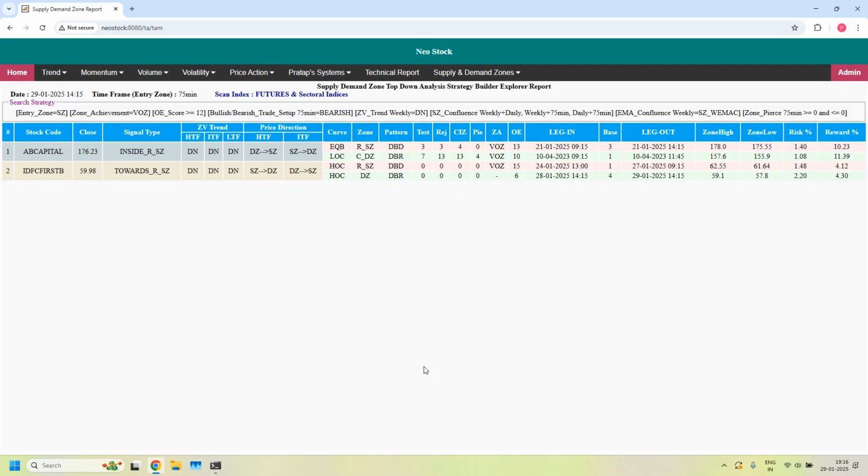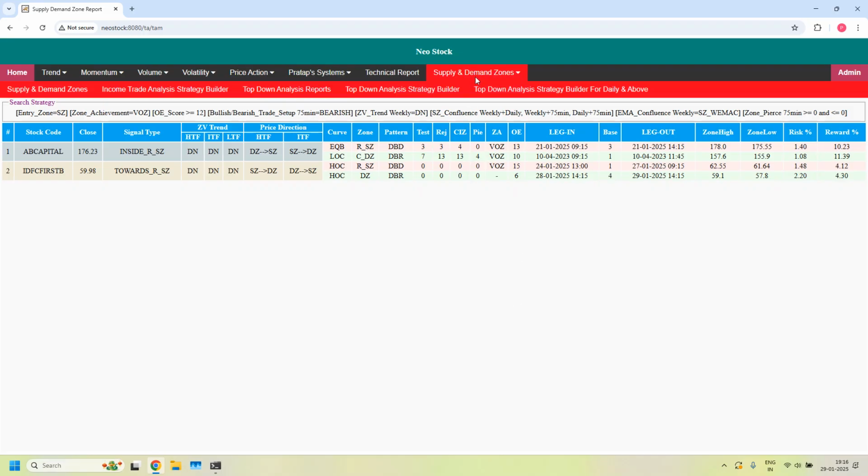Okay, this is about the bearish trade setup for the weekly income trade. Next, we will generate daily income trade reports, bullish and bearish trade setups.